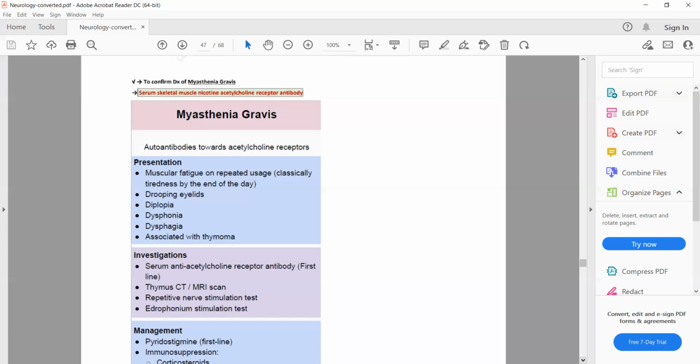Another feature of Myasthenia gravis is that the muscle weakness is worsened with exercise or activity, or the weakness is worse in the evening. So if a patient presents to you with muscle weakness that gets worse with exercise or that is severe in the evening, the diagnosis will most likely be Myasthenia gravis.